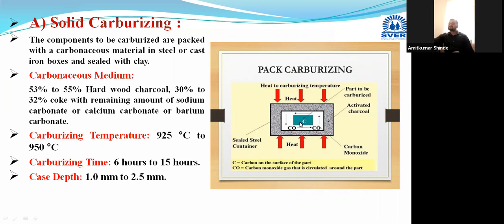The component on which we want to perform the carburizing is sealed in a container along with the carbonaceous medium, properly sealed by a steel container or cast iron container, and with the help of clay it is sealed.